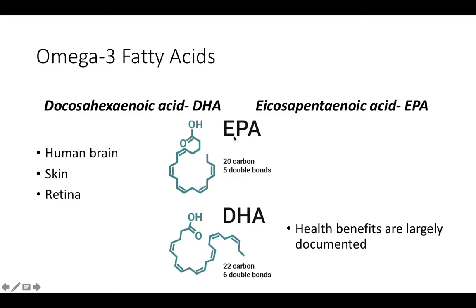So it's super important that we get EPA and DHA in our diet because it helps with our brains, it helps with our skin, it helps with our eyes, it helps with decreasing chronic diseases such as Alzheimer's, cancers, cardiovascular disease. There's a lot of health benefits that are documented. And EPA and DHA are coming dominantly from fatty fish.